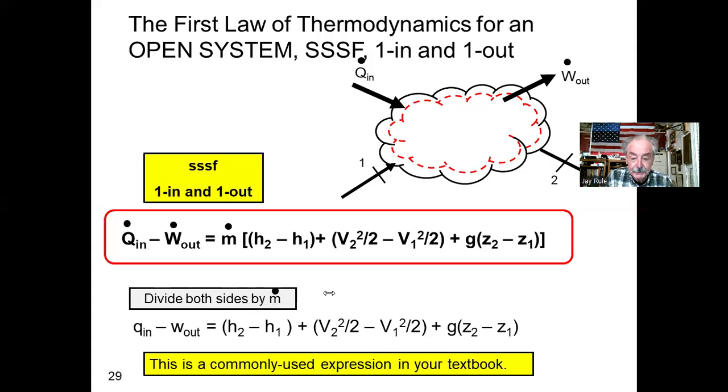Enthalpy change, H2 minus H1, out minus in. Kinetic energy change term, out minus in. And potential energy change term, out minus in. So this lower expression is commonly used in your textbook and for homework problems.